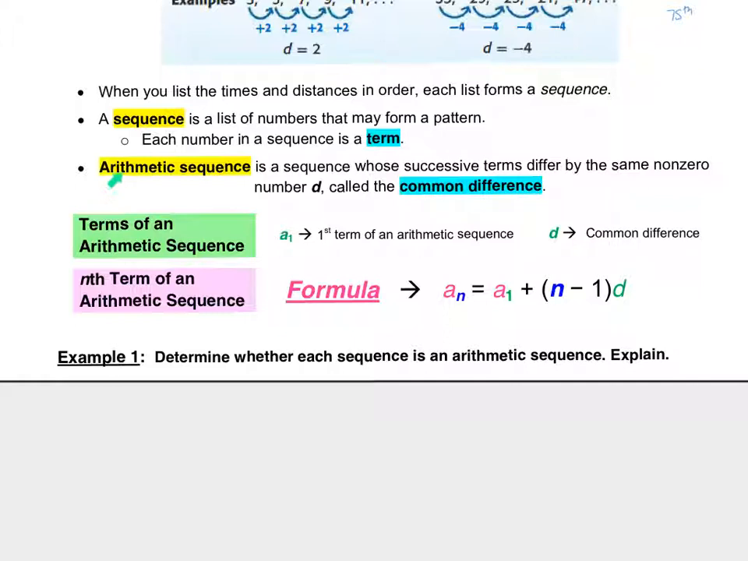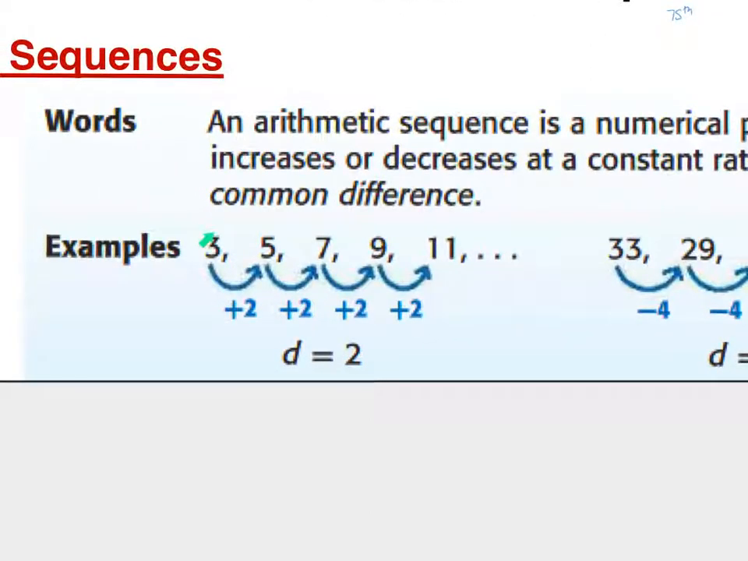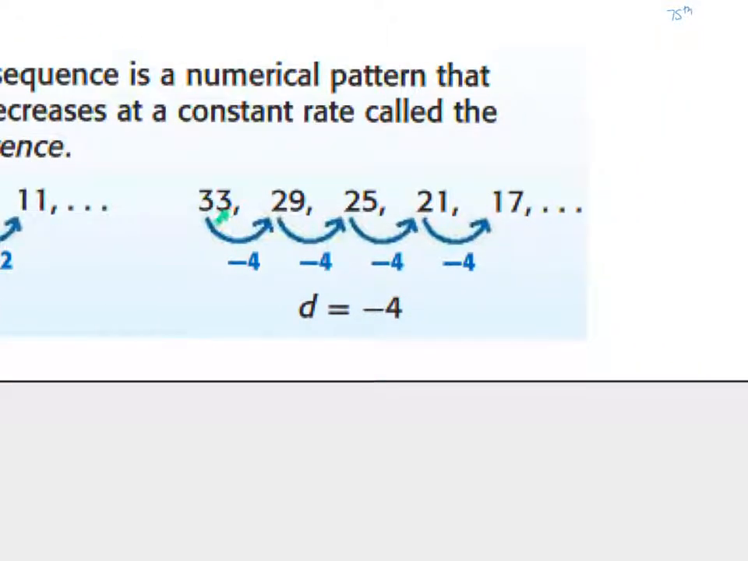So, first of all, a sequence is a list of numbers that form a pattern. Each number is a term. So if we were to go back to this list, each of these numbers, 3, 5, 7, 9, 11, those are terms. This is the first term. This is the second term. What's the fifth term? 11, right? 1, 2, 3, 4, 5. If I look at this here, what is the fourth term? 21. And the common difference is that you minused 4.